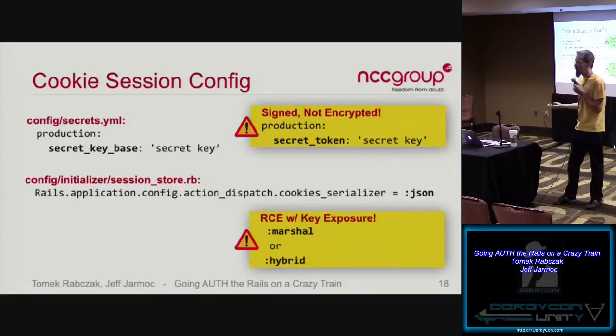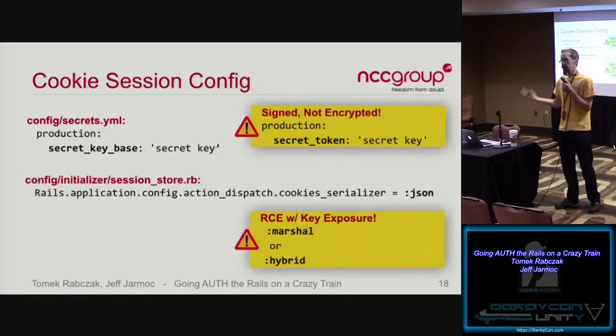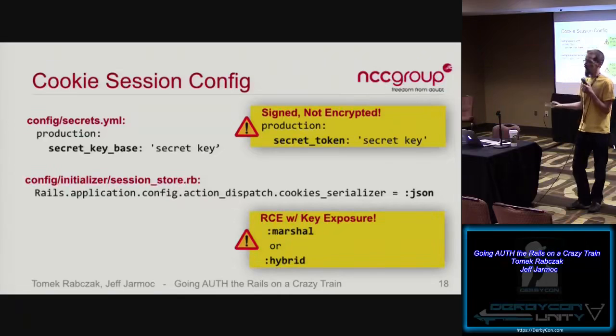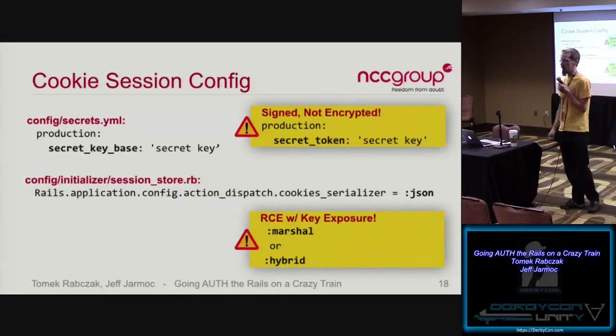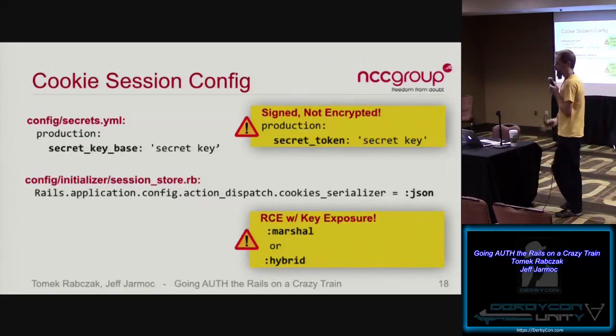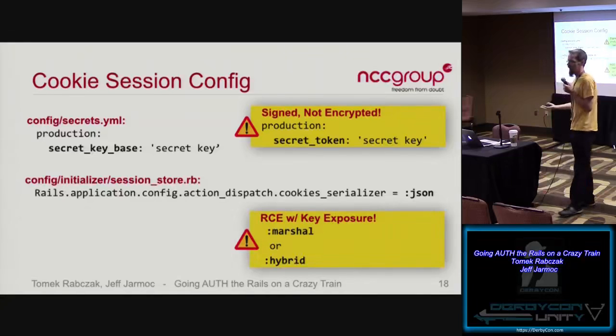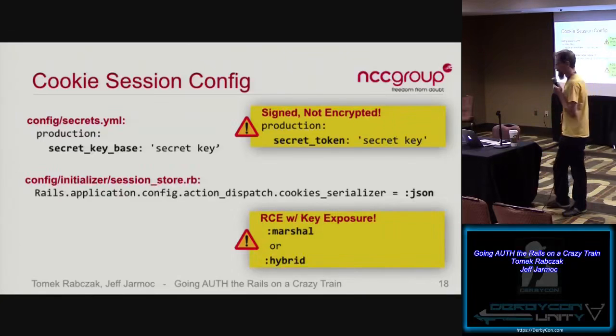So if it's set to Marshal and I know the encryption key, I can craft a malicious session object that when deserialized is going to execute arbitrary code on the server. It's not quite as bad as the original vector because I do have to have that encryption key, but if that ever leaks, not only can I craft session objects, I can also get code execution on the server.